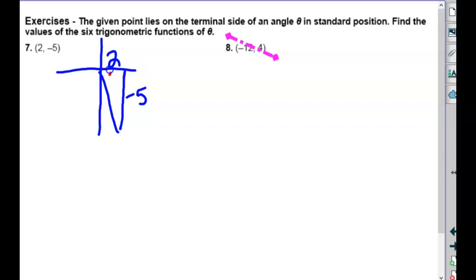The angle is with the x-axis here, so this is the angle we're going to use as far as if you wanted to label them. This is x, or adjacent to that angle. This is opposite of that angle, which is y, because it's up and down. And this is the hypotenuse, or r.